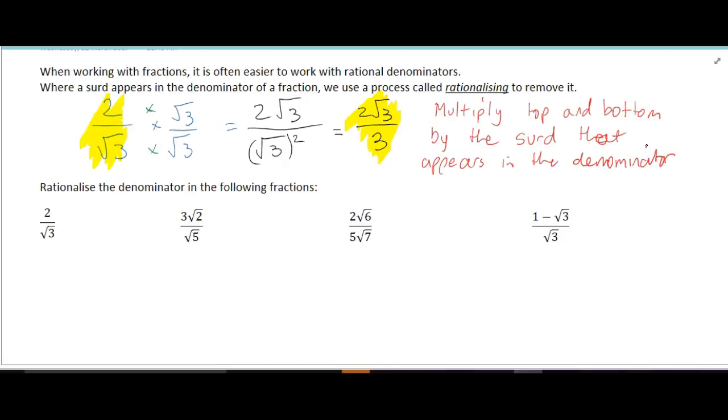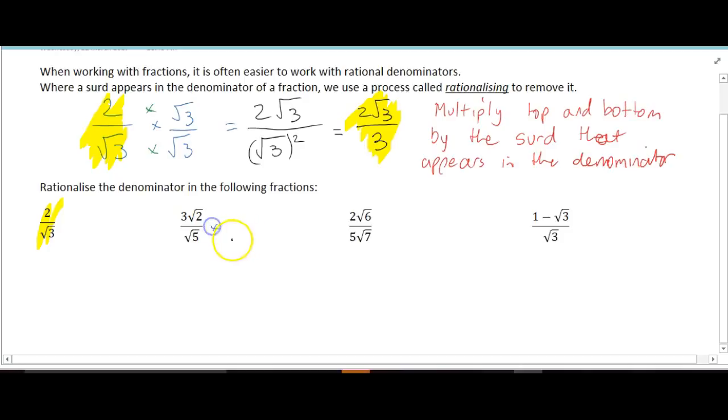It doesn't have to be the whole surd term, just the surd, so the number underneath the square root sign. Okay, so we've done that one there. Let's tackle the second one here. So what's the surd that appears in the denominator? It's root 5. So let's multiply the bottom by root 5 and the top by root 5. We're not concerned about the top being a surd, it's just the denominator. Sorry, it should be times root 5 over root 5.